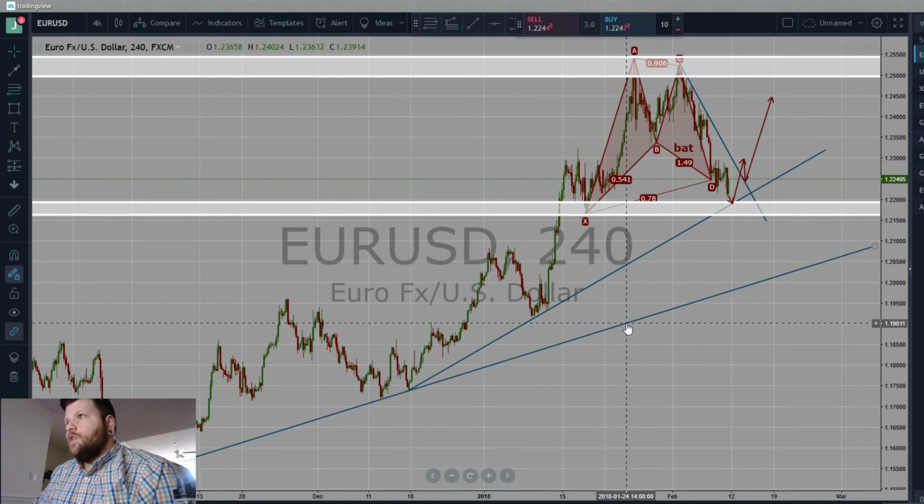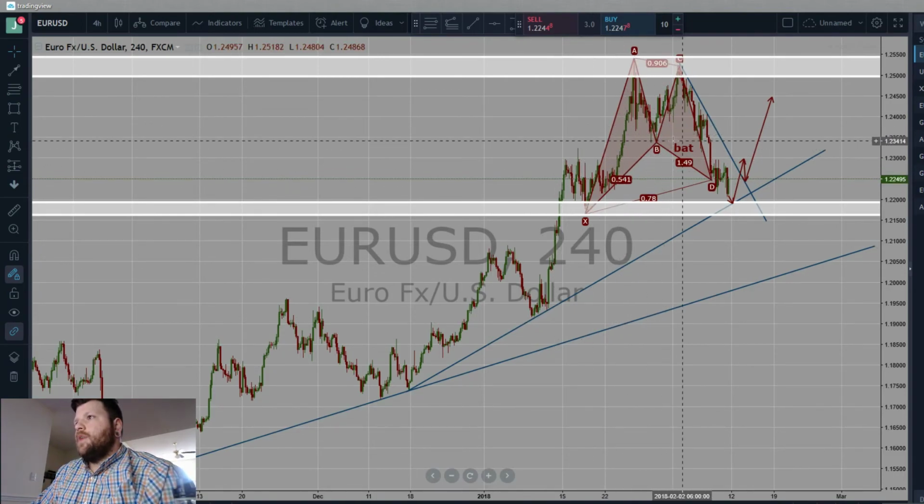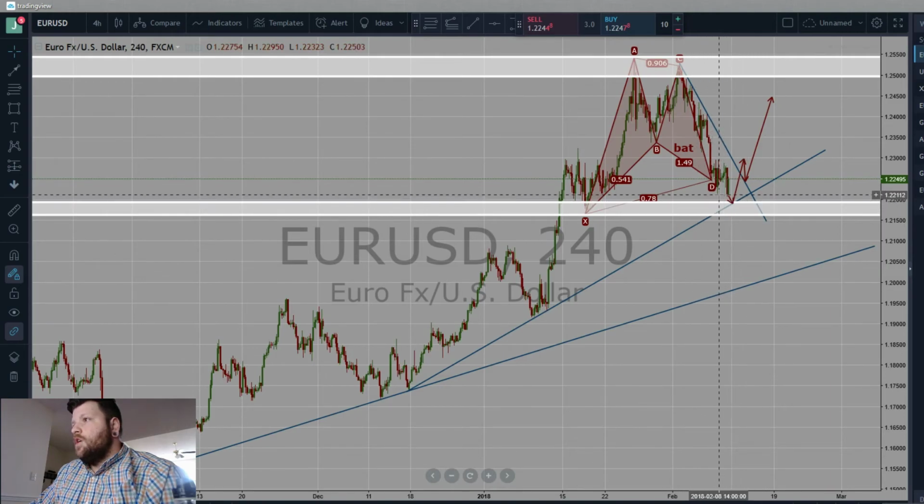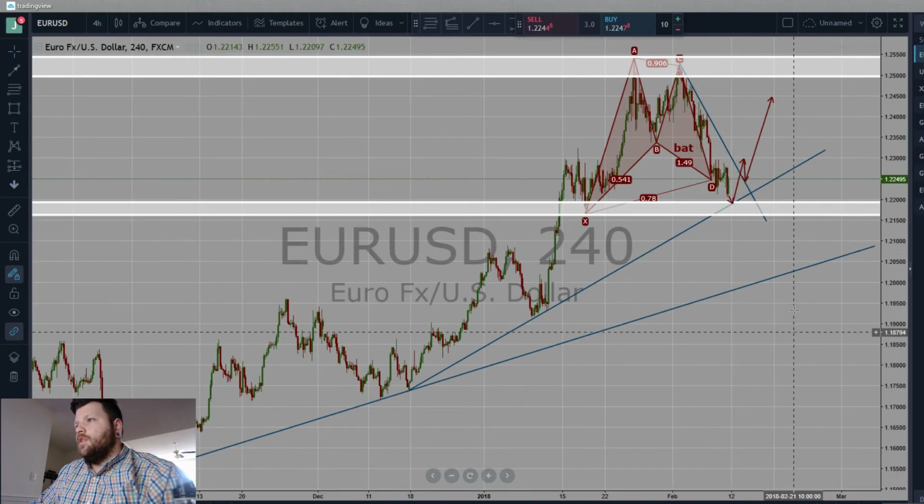EurUsd on the 4-hour time frame, we do have a bat pattern that completed last week. I do expect this to come down and retest this trend line and probably test the zone, rejecting off of it, breaking this trend line to the upside, and then continuing up. But that is not the only thing that could happen. We could get a break of the trend line here, a break of this zone, and then continuation downwards.